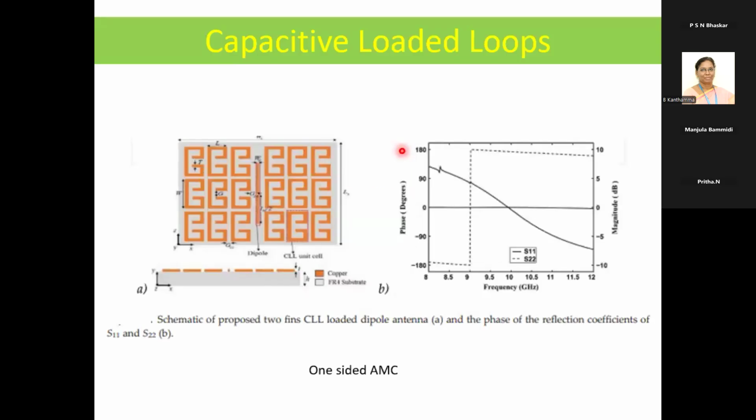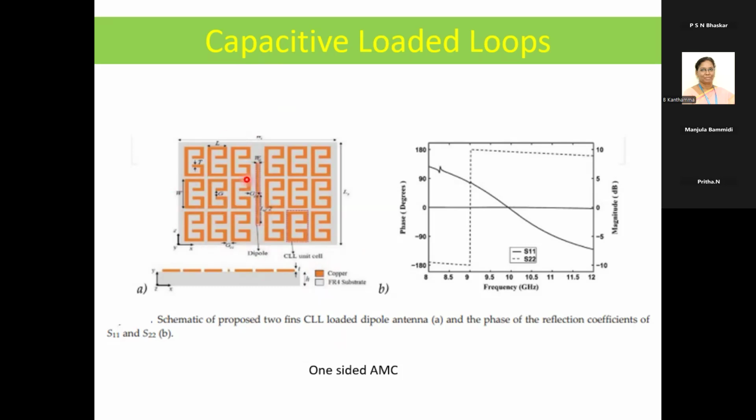The other one is how you can use it with a dipole antenna. If you want to use it as an AMC structure, to reduce the mutual coupling, what is the way to use the AMC structure? You can see that you have a dipole antenna here. This is the dipole, with two pins of CLL, capacitive coupled loops, placed here.